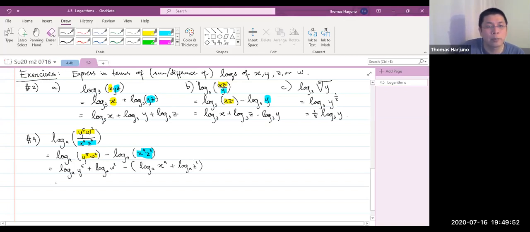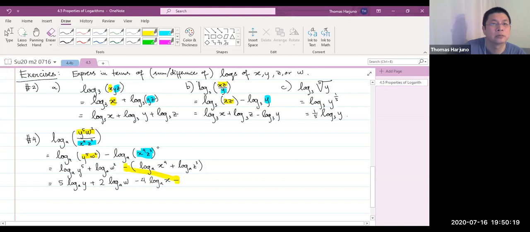Then from there, I use property number 3. I bring the exponent of the argument to the front. So 5 log base a of y, plus 2 log base a of w, minus 4 log base a of x, minus, let me just use the minus there. Okay. Don't forget that. Log, I'm sorry, 3 log base a of z. Okay, now that's where we stop.